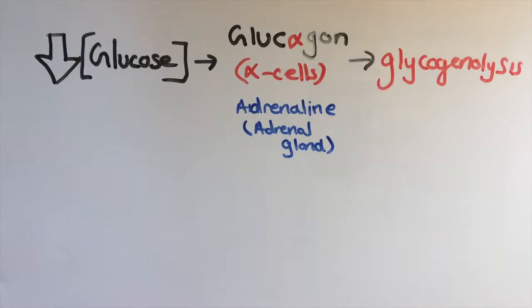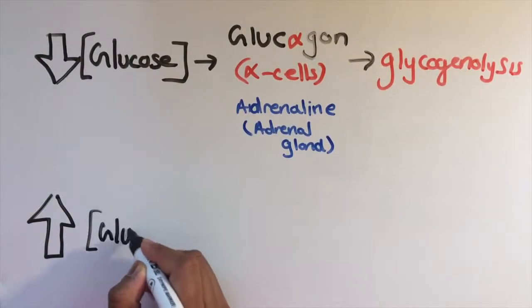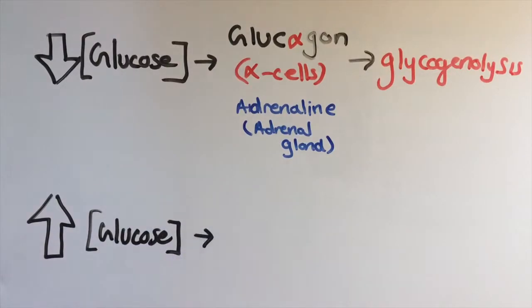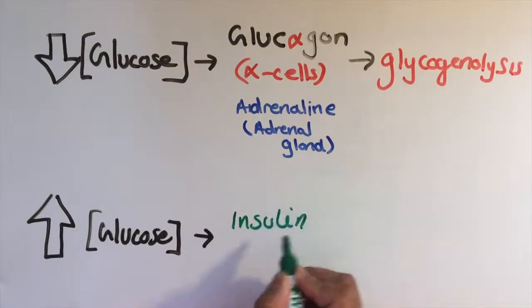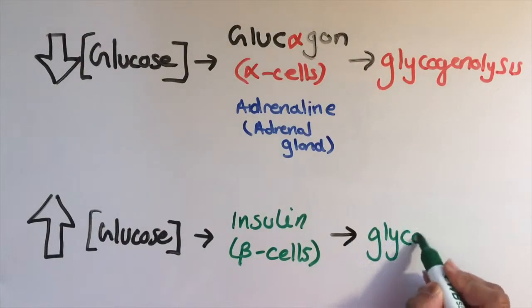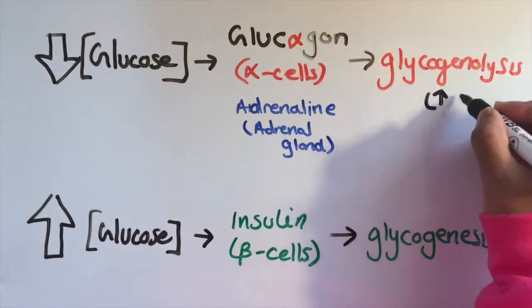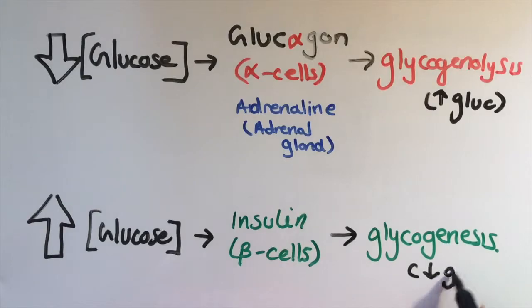Adrenaline from the adrenal glands can also detect the decrease of glucose and therefore increase it, after the negative feedback. If you have an increase in glucose, beta cells in the pancreas detect this and release insulin. Insulin then causes glycogenesis, which results in the decrease of glucose in the body. This also shows further negative feedback mechanisms occurring.